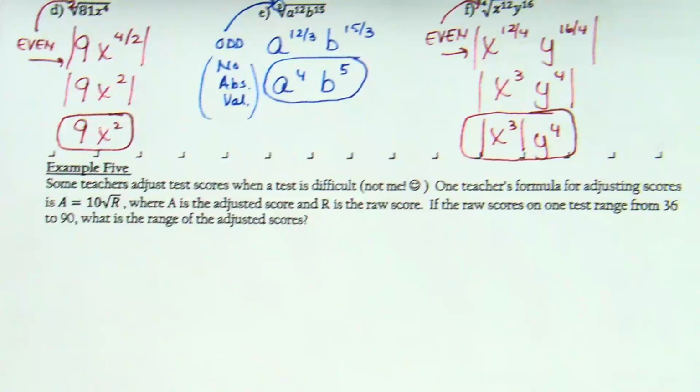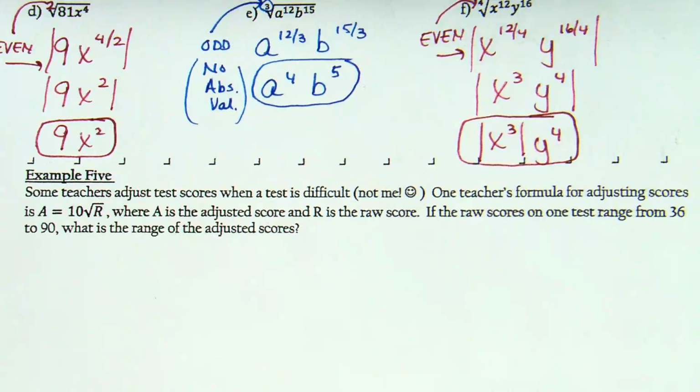Okay. Some teachers adjust test scores when a test is difficult. One teacher's formula for adjusting scores is A equals 10 radical R, where A is the adjusted score and R is the raw score. If the raw scores on one test range from 36 to 90, what is the range of the adjusted scores?